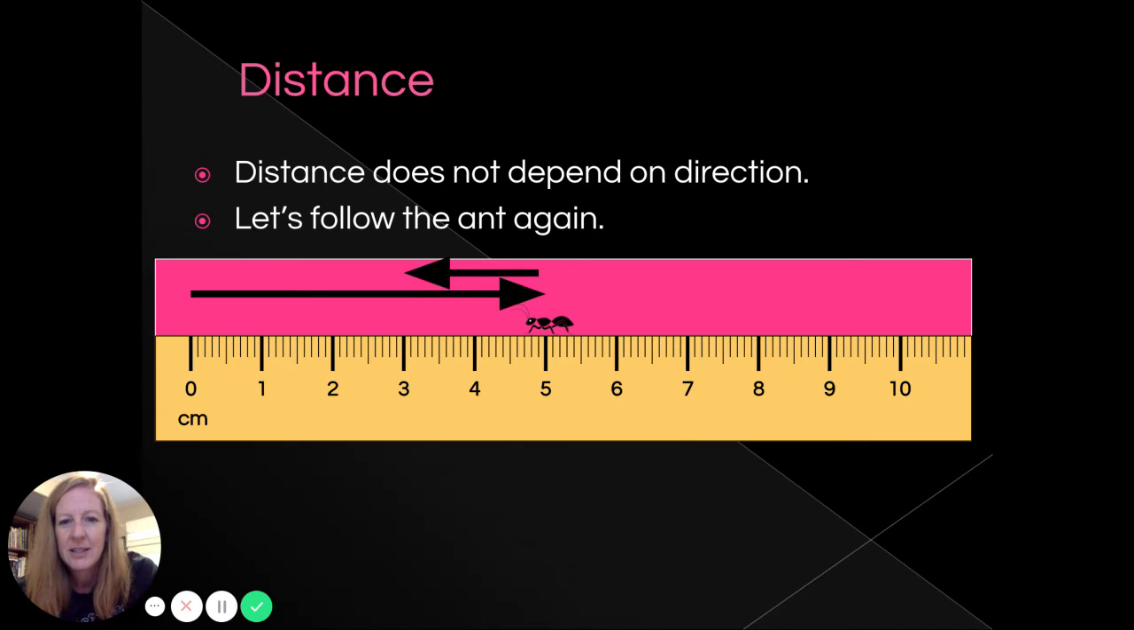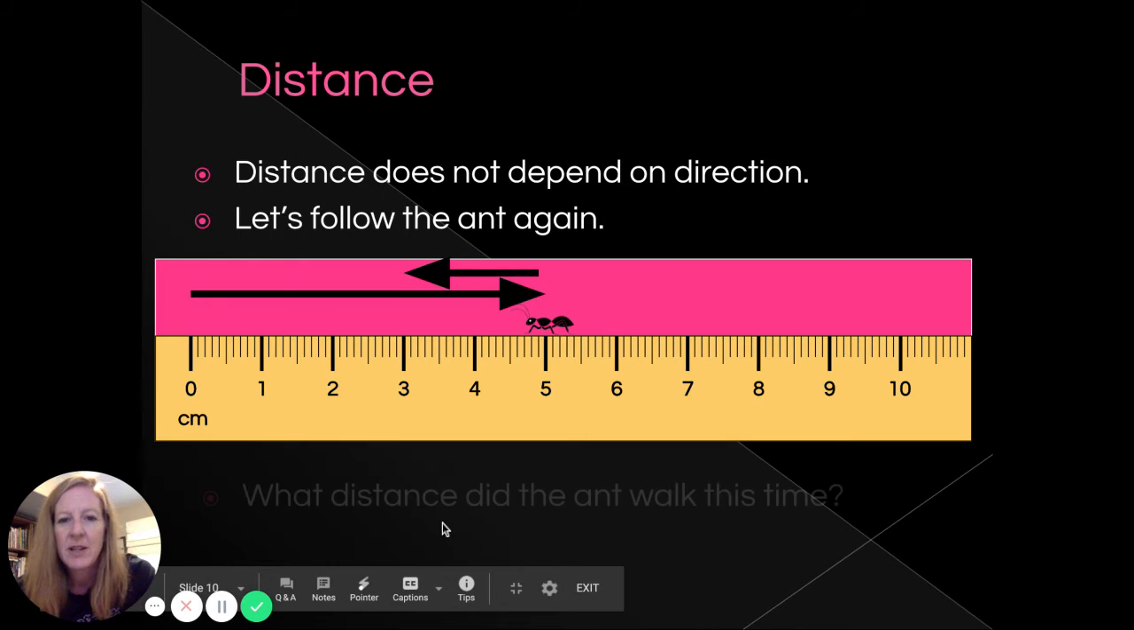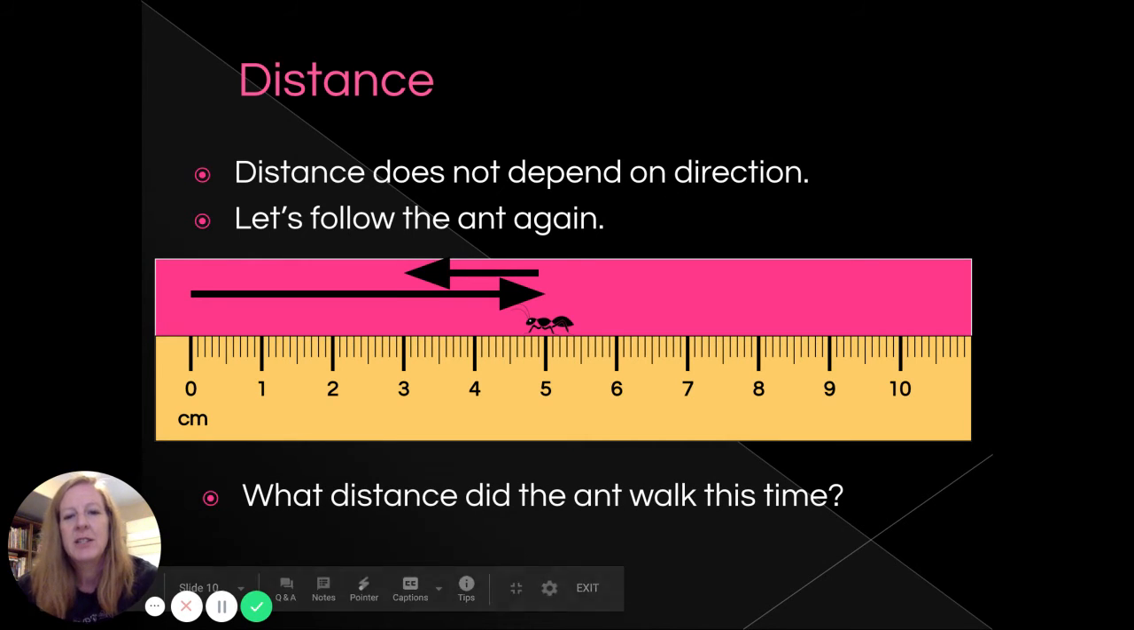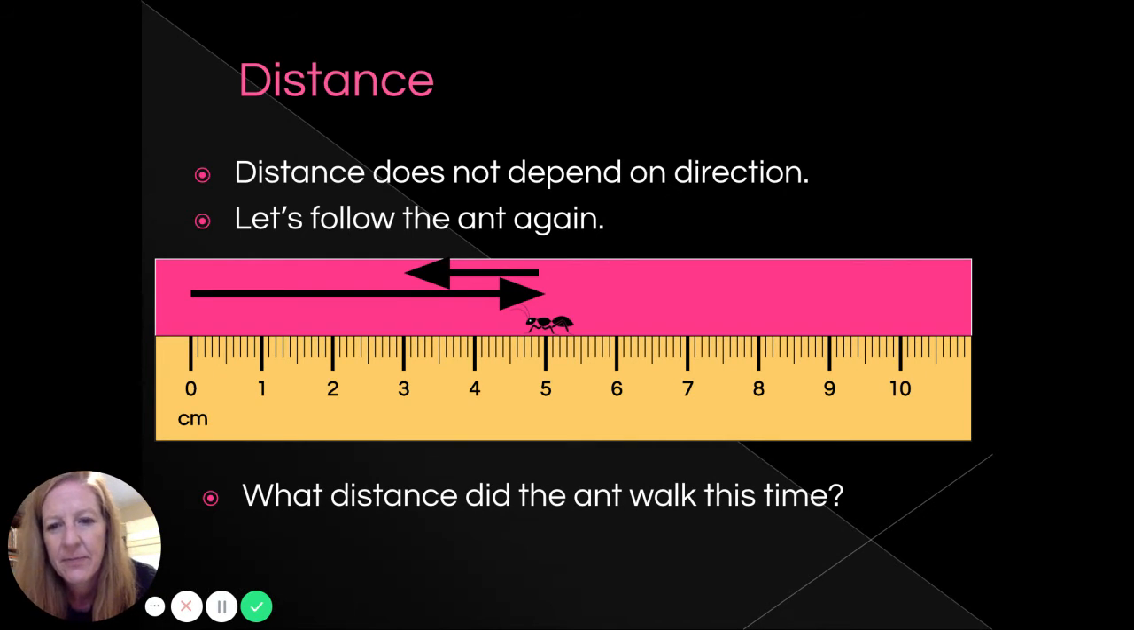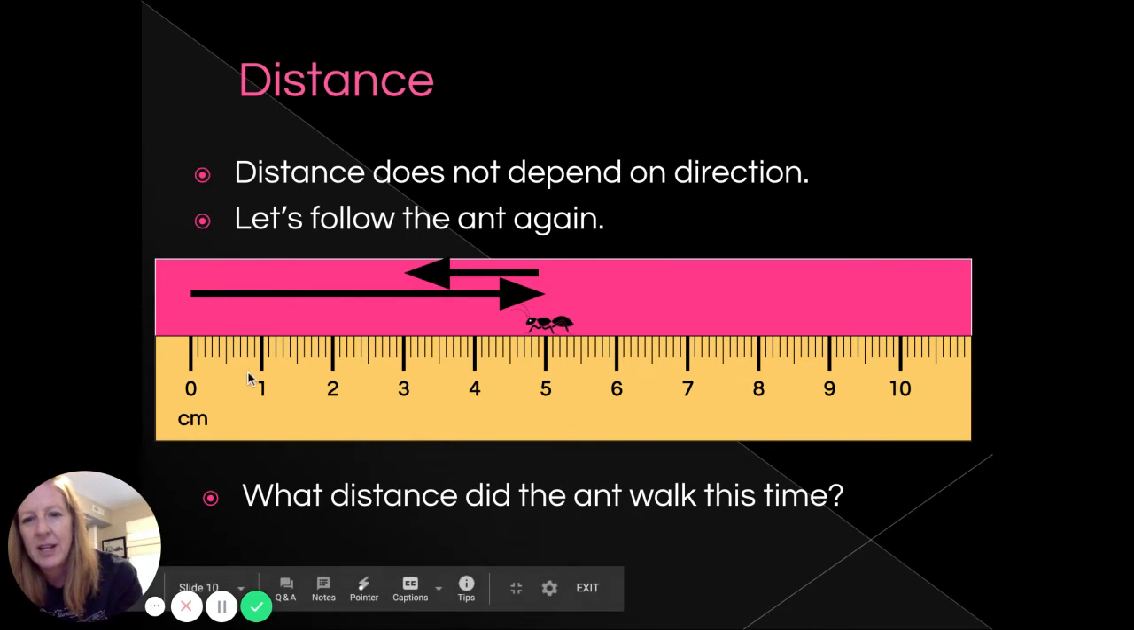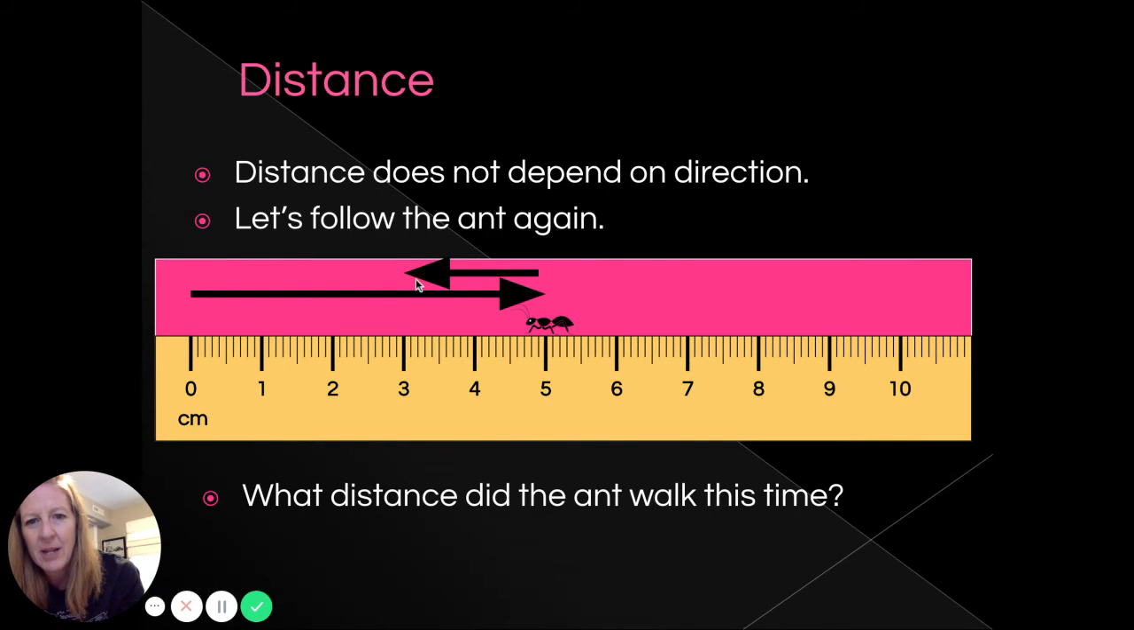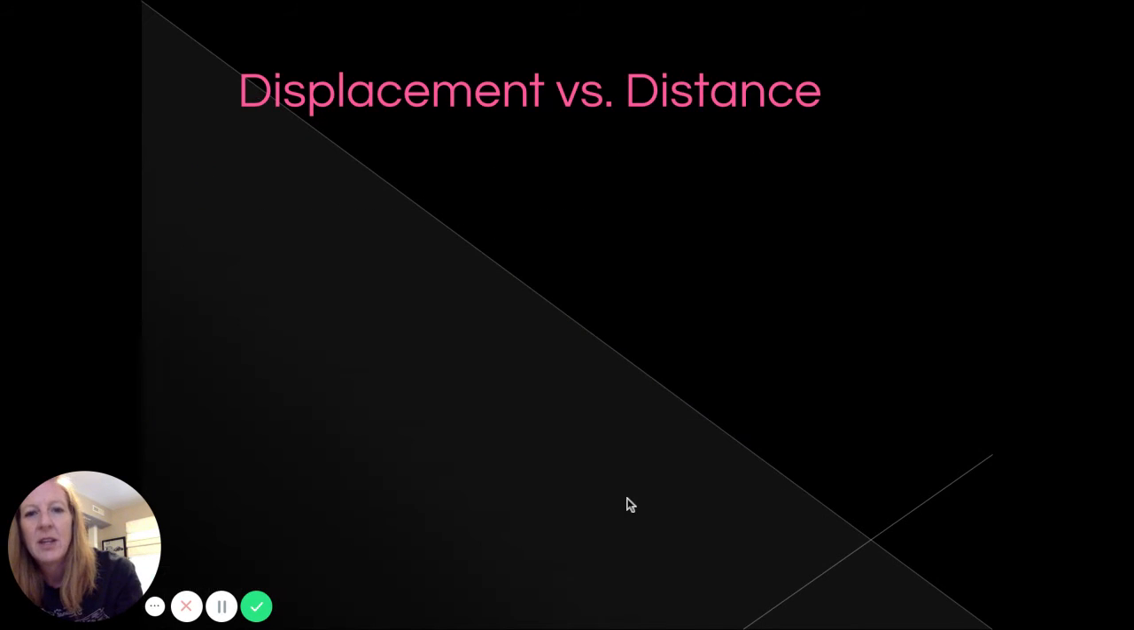Let's follow the little ant again. So my ant went, and then he went, so based on that, what distance did the ant walk this time? If we take the distance he traveled this way, add the distance he traveled that way, we get 7 centimeters, because he went 5, 6, 7 till we get to the end of the arrow.